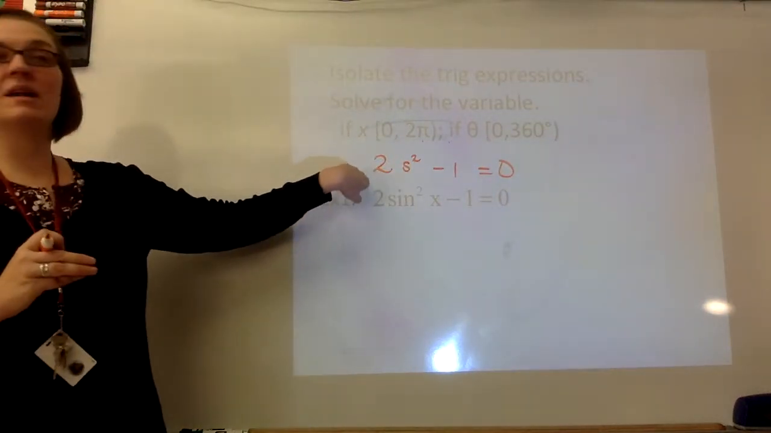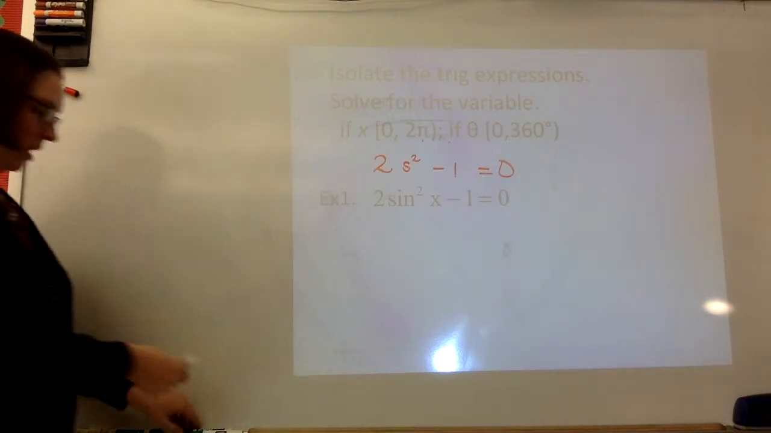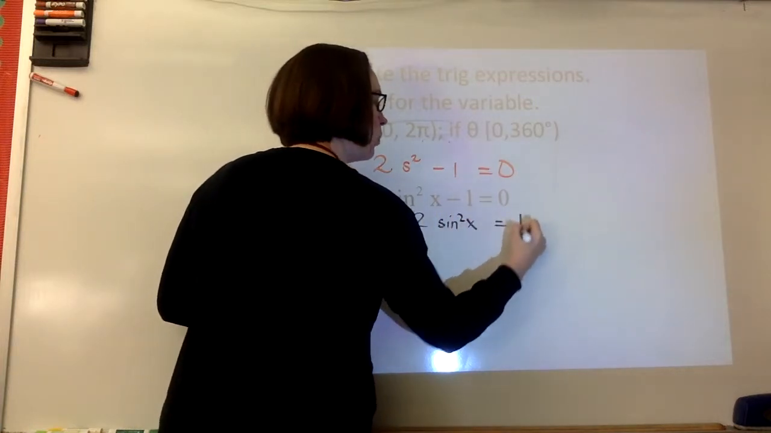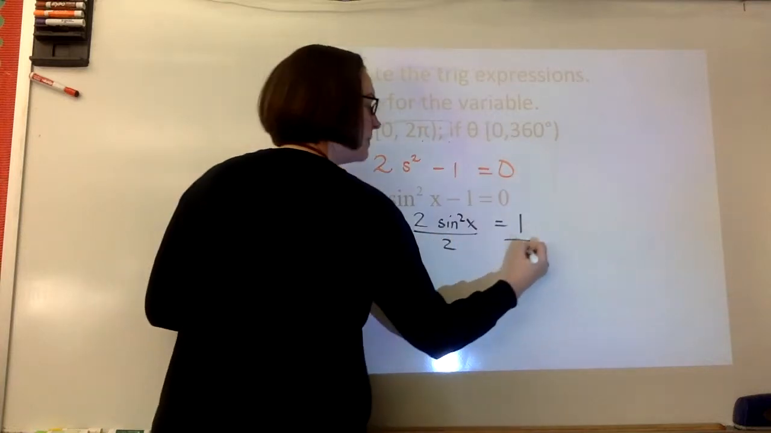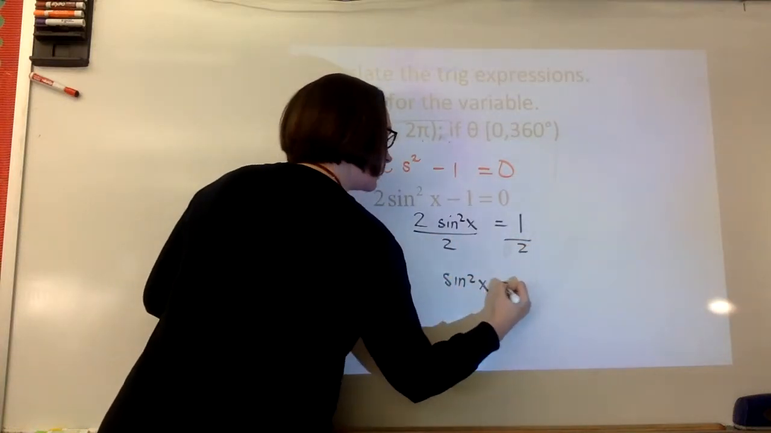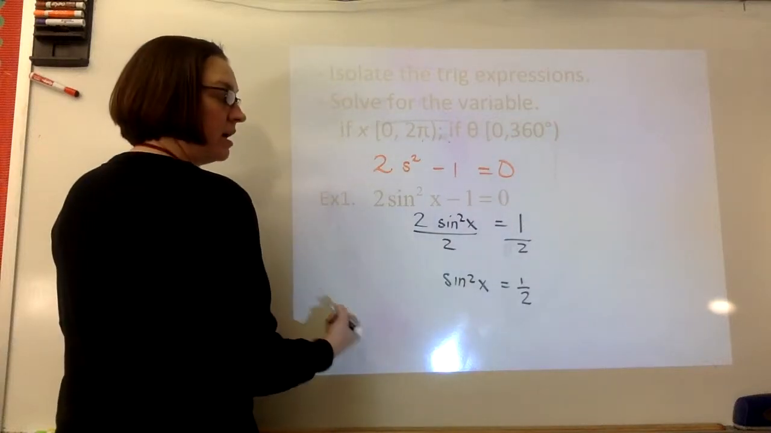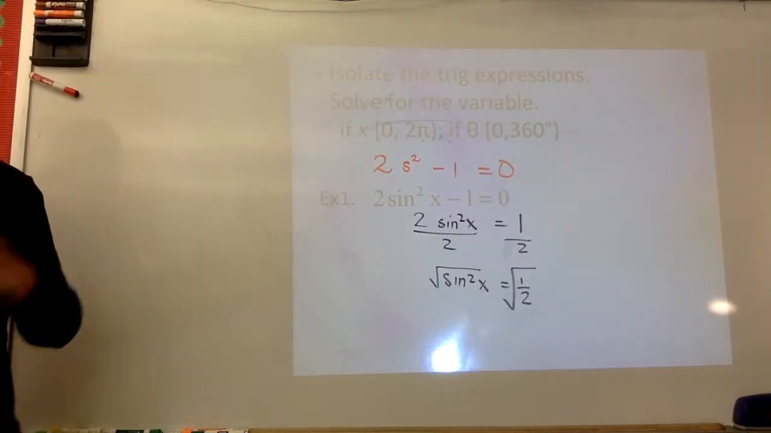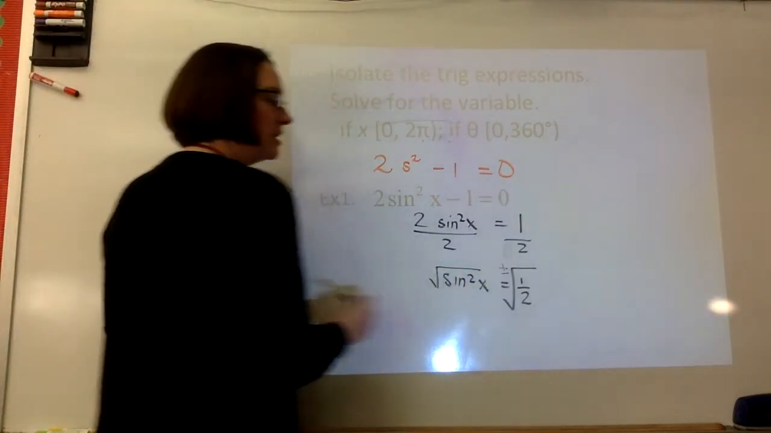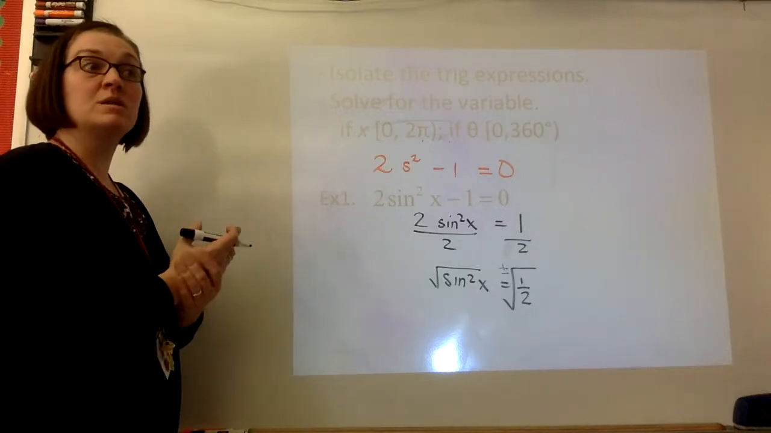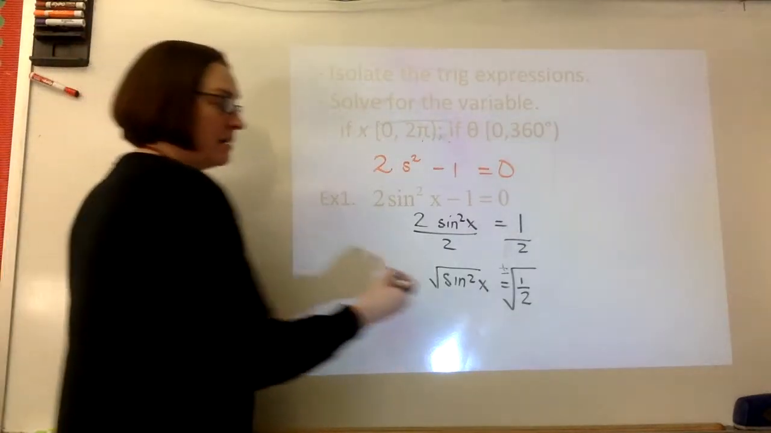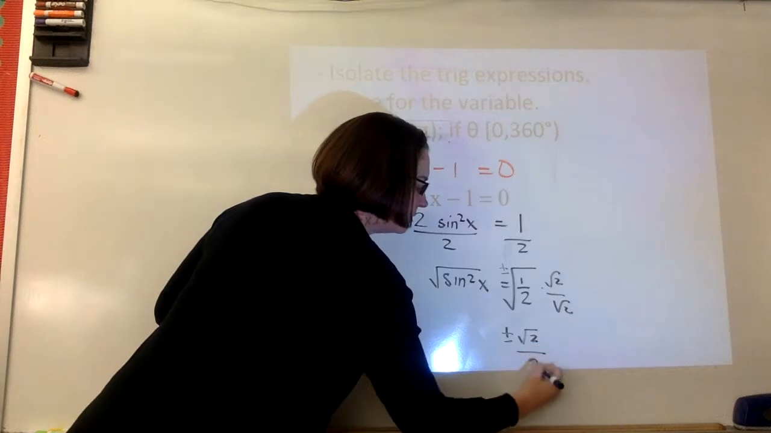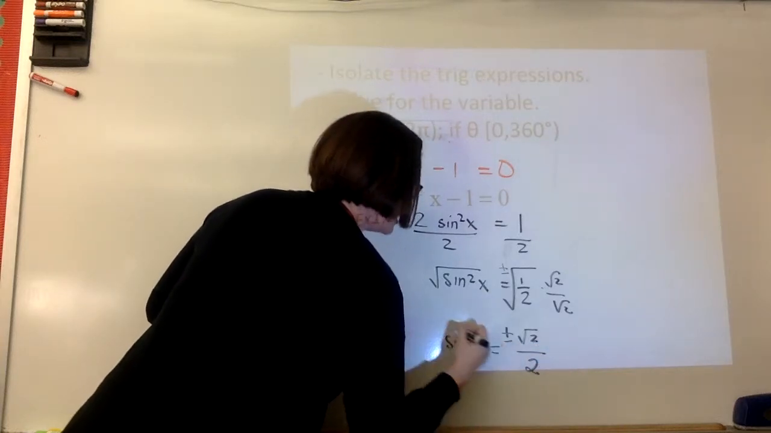Here's the reason why. If I have 2s squared minus 1 equals 0, wouldn't I solve this by adding 1, so sine squared x equals 1, dividing both sides by 2, sine squared x equals 1/2, and taking the square root of both sides. How many solutions are generated when I take the square root? 2. Fundamental theorem of algebra, it's plus or minus. Now we get into our rationalizing. What is the square root of 1/2? Plus or minus the square root of 2 over 2 is equal to the sine of x.